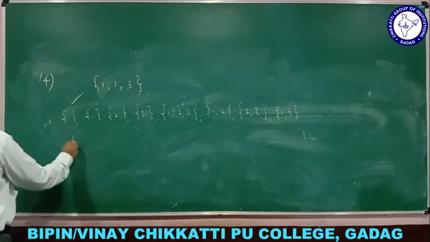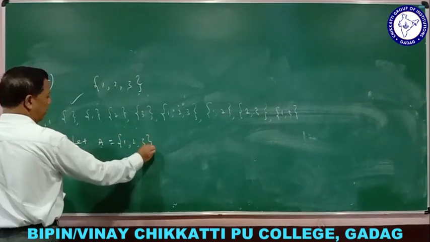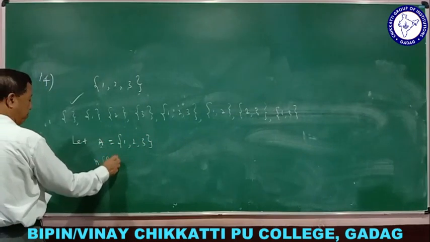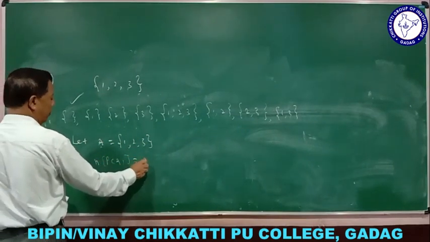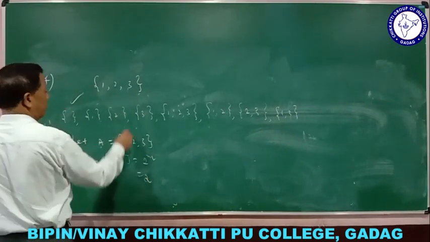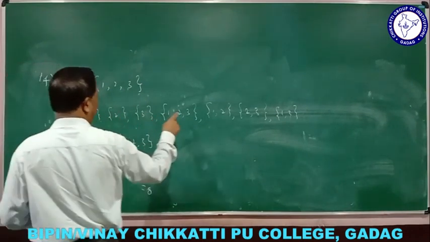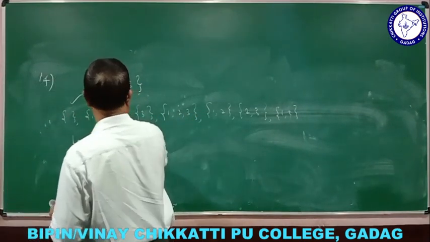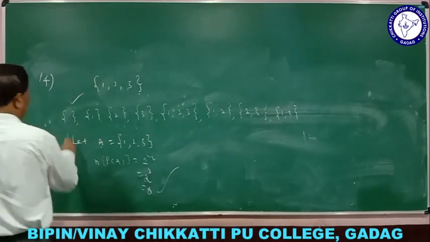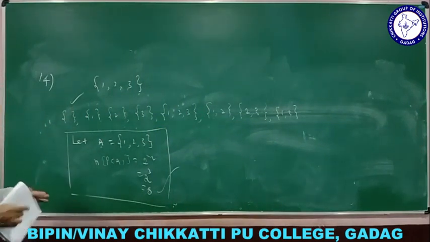Suppose you say let A equal {1, 2, 3}, with m elements. The number of elements of the power set is equal to 2 raised to m. Here m is 3, so 2 cubed, what do you get? 8. So there are 8 elements. This is the clarification I have given you, of how the 8 subsets can be seen.